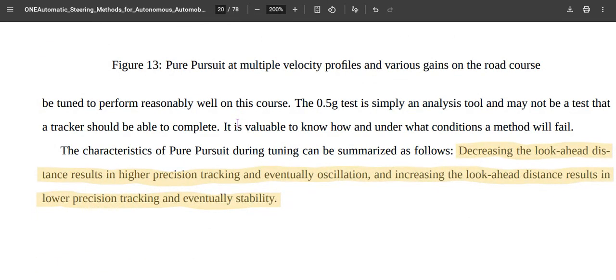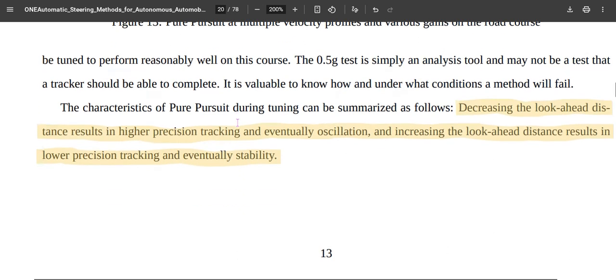So the final comment would be that decreasing the lookahead distance results in higher precision, but results in a stability problem, like more oscillations. But increasing the lookahead results in a promisingly smoother path, but eventually it has poor precision tracking when it is going to have a sharper curvature path.